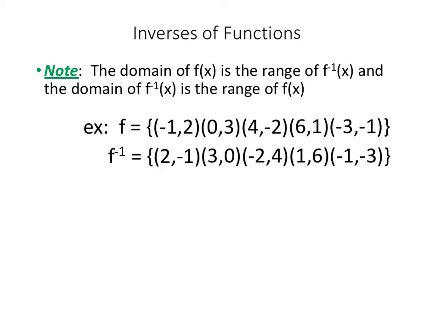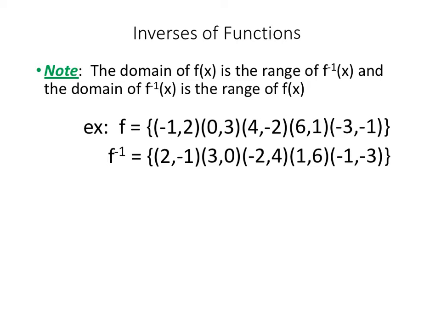To find the inverse, we simply switch the ordered pairs. X becomes y, y becomes x. Then the domain of the original function is now going to be the range of the inverse. And the range of the original function is now going to be the domain of the inverse. So whatever the domain and range are of your original function, to find the inverse, you just simply flip those.